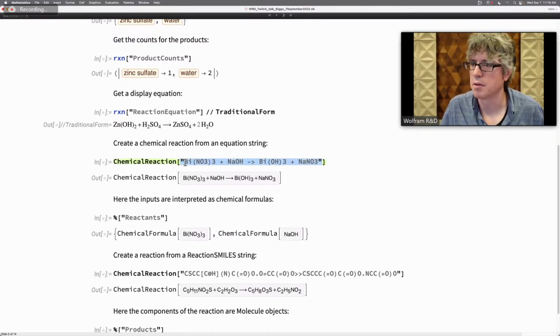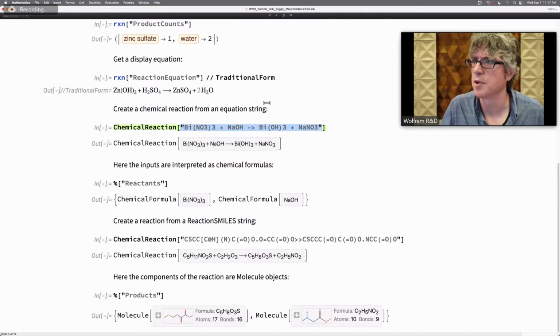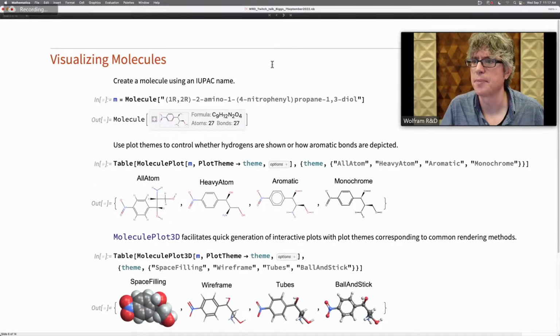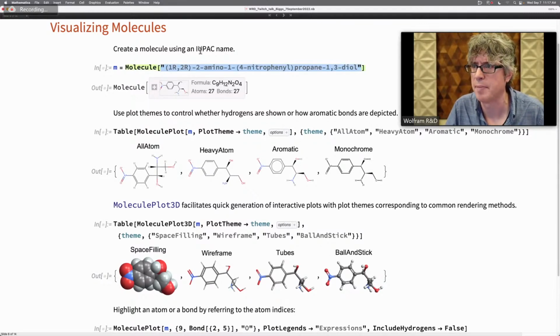This is interesting. There's lots of room for expansion in this direction, but this is what we've done so far. Now, I've already shown you MoleculePlot, but there's a little bit more that we can do. Again, we can create a molecule from a systematic chemical name, the IUPAC name, from the International Union of Pure and Applied Chemistry, and then feed that into Molecule and ask it for the plot theme.